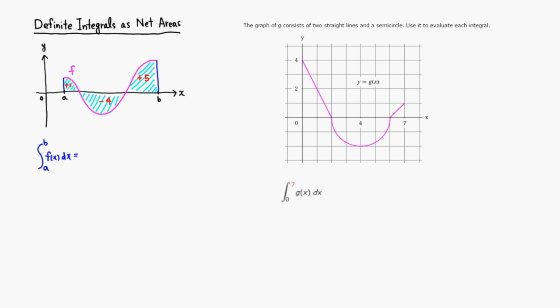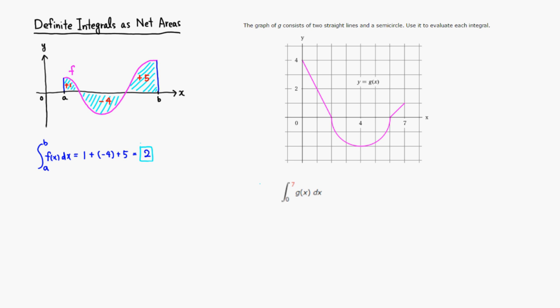It has a positive contribution. So the value of the definite integral from a to b of f of x dx is going to be 1 plus, this is a negative contribution, negative 4, plus positive 5, which is going to be 2. So the value of the definite integral is going to be 2, based on this picture.